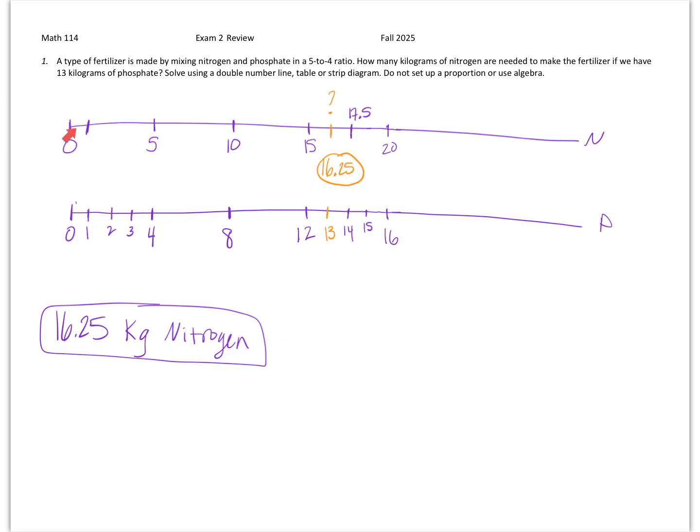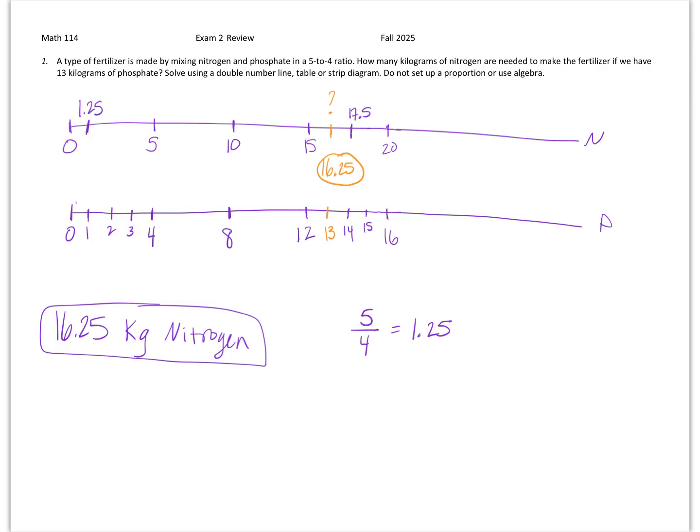So I have a length of 5 here, and I need to break this length into 4 equal parts, just like I did in the phosphate number line. So this is a length of 5, and I can break it into 4 equal parts by dividing by 4. So I take a length of 5 divided by 4, and I get 1 1/4. So this is 1 1/4.